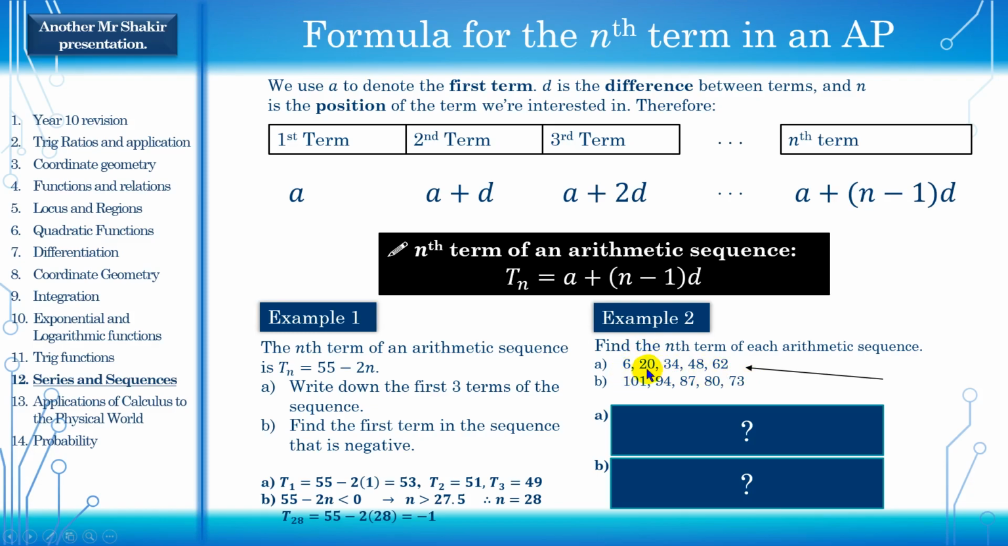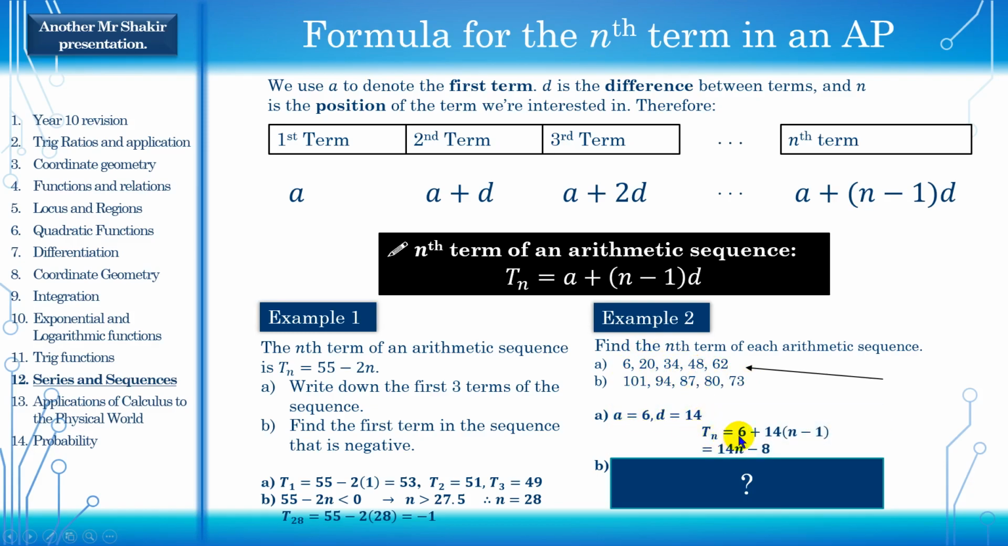And what is the difference? 14, 14, 14. So A is 6, D is 14, T of n is therefore, we know what A is, and we know what D is. Just write it down, expand it, simplify it, 14n minus 8 will give us the answer.